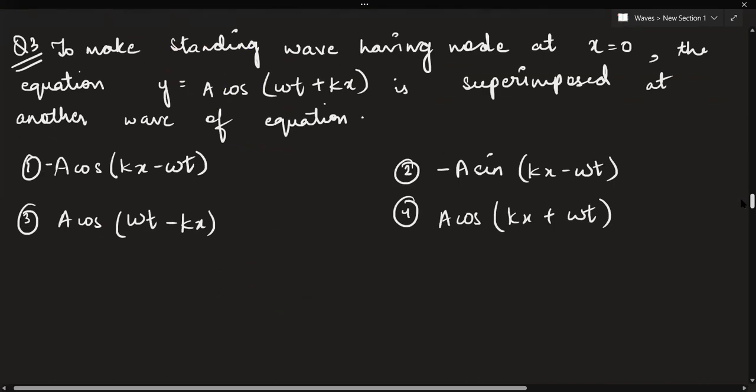Okay, we have one more question. It says to make a standing wave which has a node at x equals 0, one equation is this. The first wave is this. Two waves superimpose and construct a stationary, standing wave. One of the waves is this, and you have to identify among these options which should be the other wave. The hint given is that at x equals 0 we have to get a node. So just try this question once and let me know which option is matching.